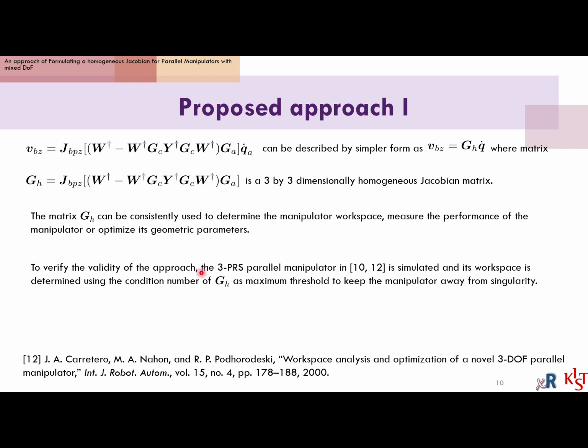To verify the validity of the approach, the 3PRS parallel manipulator in references 10 and 12 is simulated, and its workspace is determined using the condition number of GH as a maximum threshold to keep it away from the singularity.